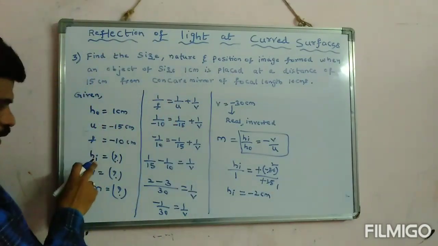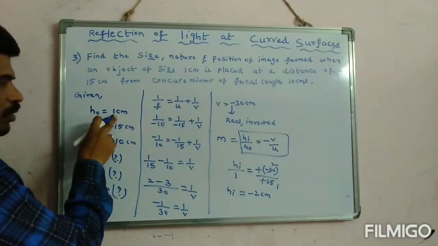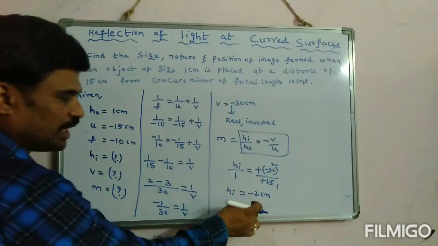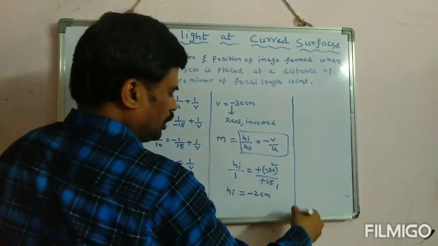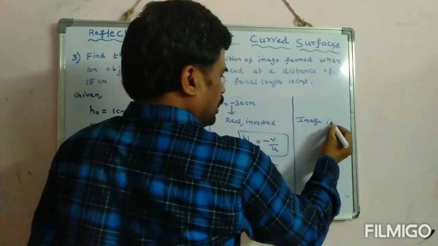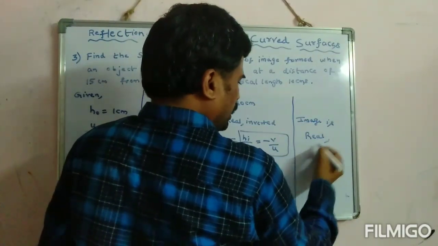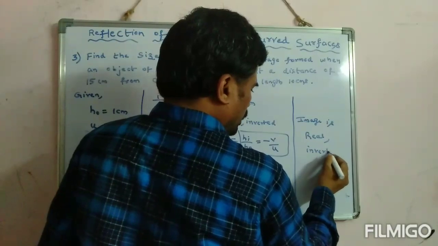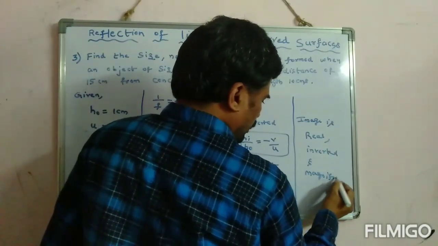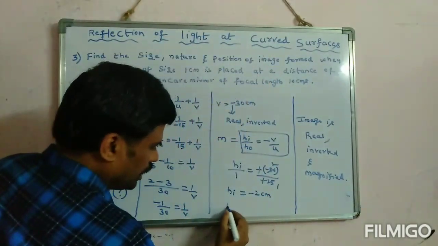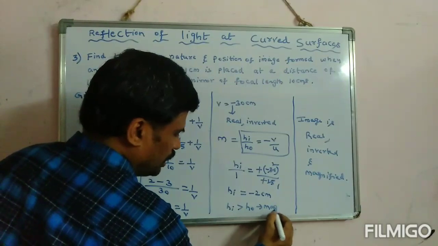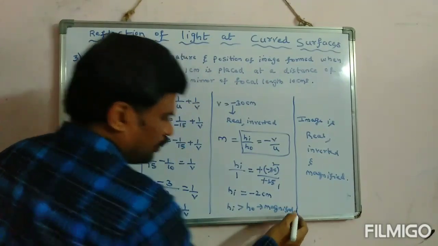So you can see the height of the object is 1 centimeter and the height of the image is 2 centimeters. Nothing but the image is magnified. So therefore I can write that the image is real, inverted and magnified. Why magnified? Here hi is greater than ho. Nothing but here it is magnified.